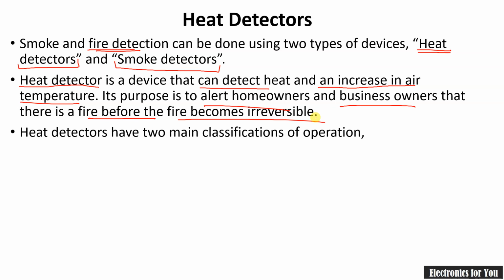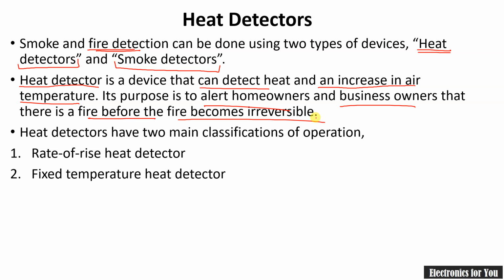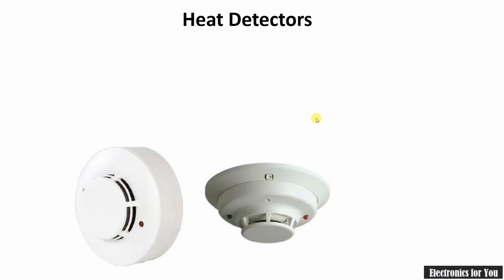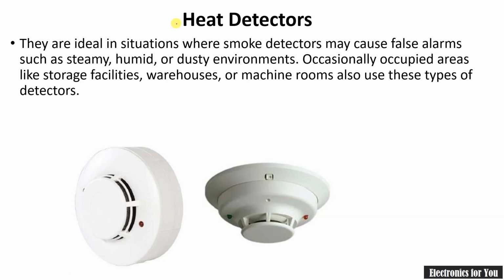There are two types of heat detector. The first one is the rate of rise heat detector and the other one is the fixed temperature heat detector. Generally, these heat detectors are used where smoke detectors fail, for example in steamy, humid or dusty conditions. Heat detectors should also be used in areas where there is generally less occupancy, for example storage facilities, warehouses or machine rooms.